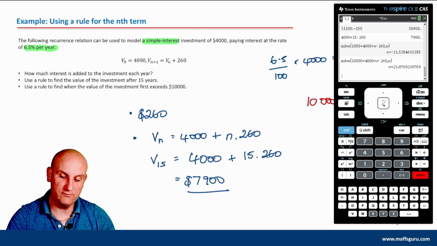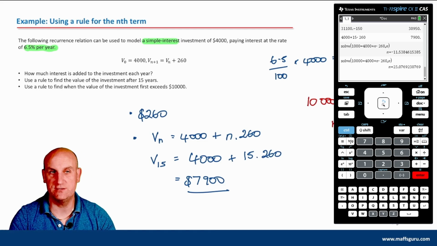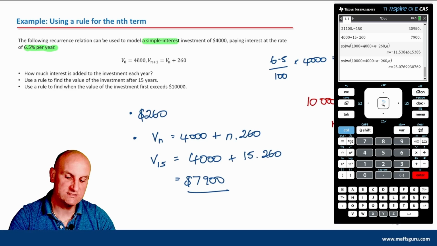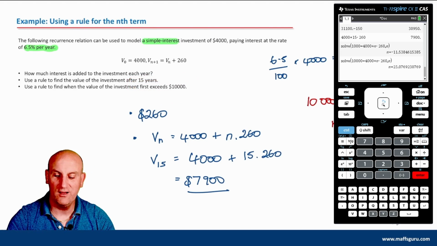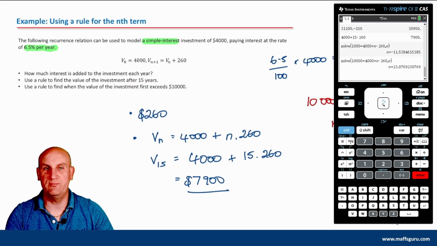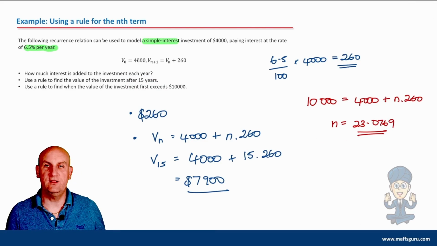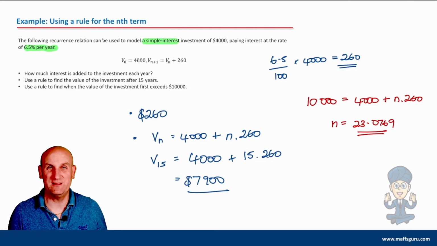Now, if we look at that value there, we get n is equal to 23.0769. And this comes down to whether you can understand the question, because it actually wants to know the value of n when it first exceeds 10,000. I'm not going to put money in a bank for 23.0769 years. It doesn't make any sense.